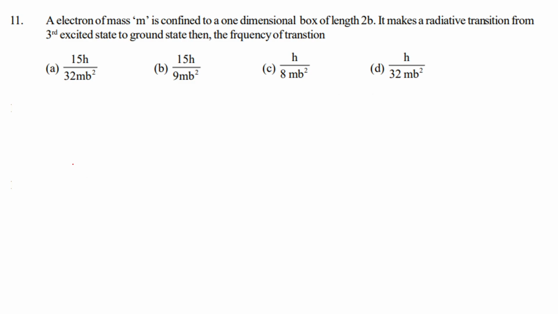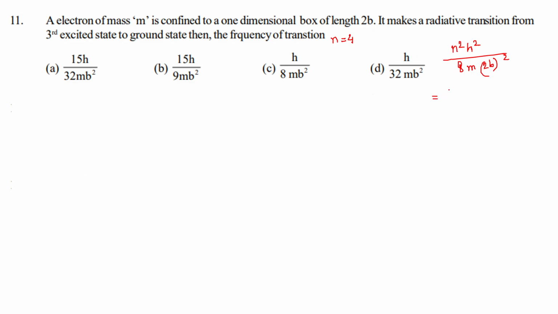Next problem is on a one-dimensional box again, but the length is 2b. No problem. We know what length 2b means, right? So the energy will be n square h square divided by 8 m (2b) square. And what is the n? n is the third excited state. Third excited state means n is 4. Your ground state is 1. First excited state is n equals 2. So third excited state is n equals 4.